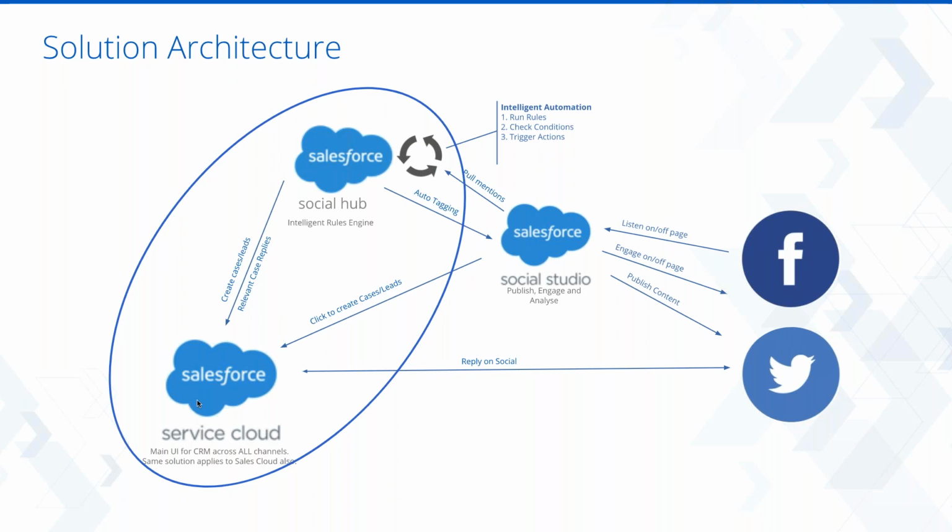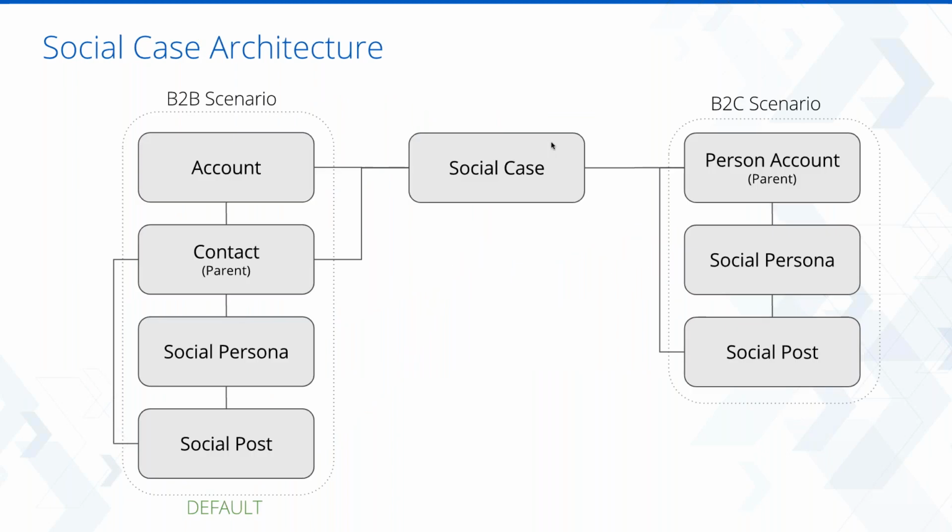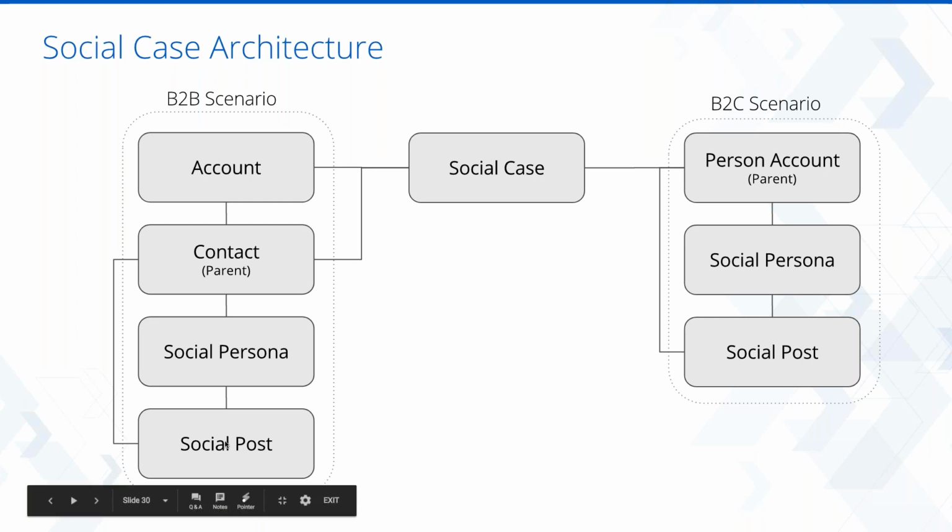Then we've got these two guys, Salesforce CRM and Social Hub. This is getting a little bit technical, so don't worry if your eyes glaze over. I'll go into the demo in a second. But this is how it would work. You'd have an account and contact with a social persona and social posts attached to the social persona. This is where social customer service changes the contact model within Salesforce CRM.